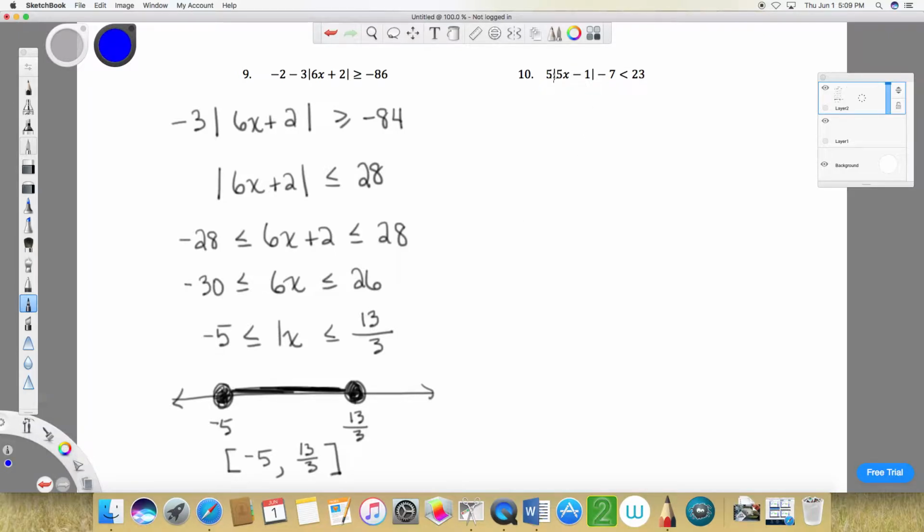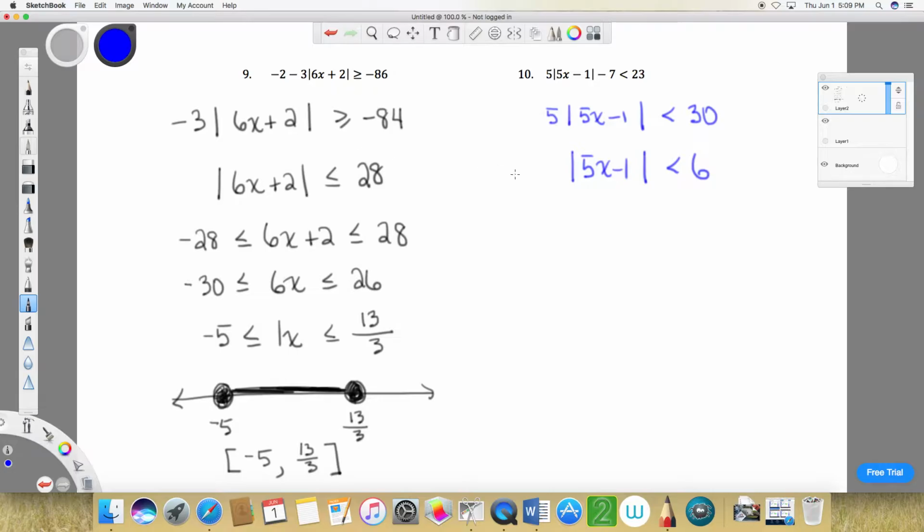We want to, again, isolate the absolute value. We're going to add 7 to both sides of this equation. 23 plus 7 is 30. We're going to divide both sides of this equation by a positive 5. So we have 5x minus 1 is strictly less than 30 divided by 5, which is 6.